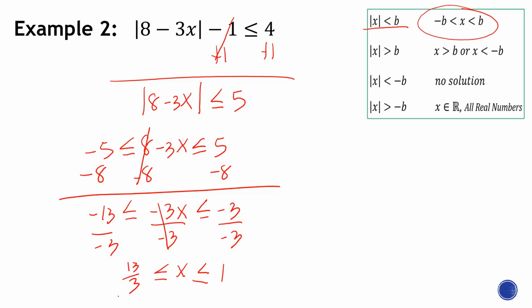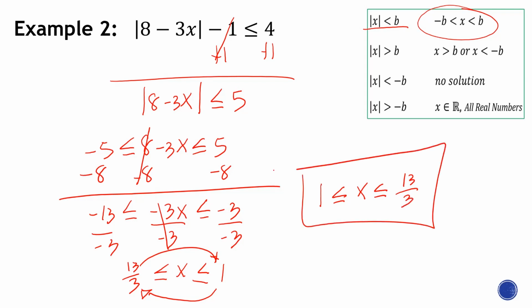Now, there's one thing you need to know. Every time you are dividing by a negative number in this kind of problem, what you need to do is switch the places of these two numbers. So this will be 1 less than or equal to x less than or equal to 13/3. You will only do that if you are dividing by a negative number. You switch their position.